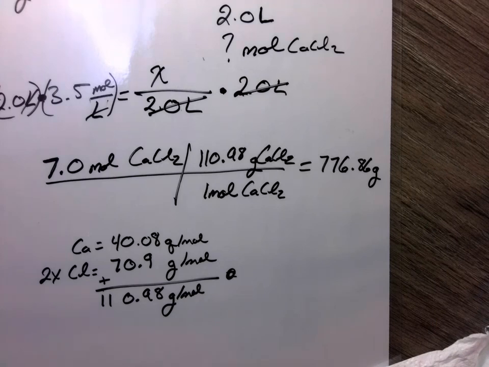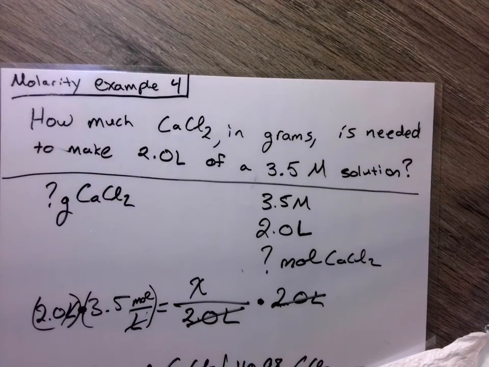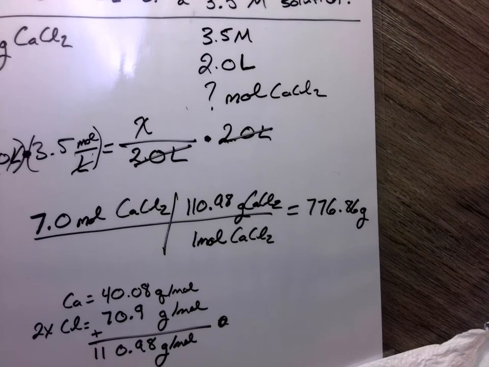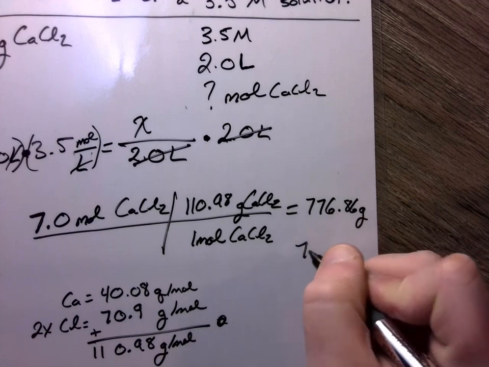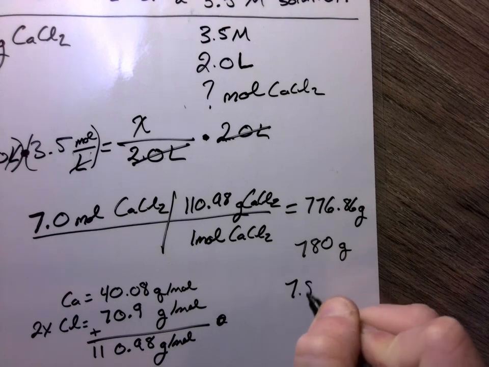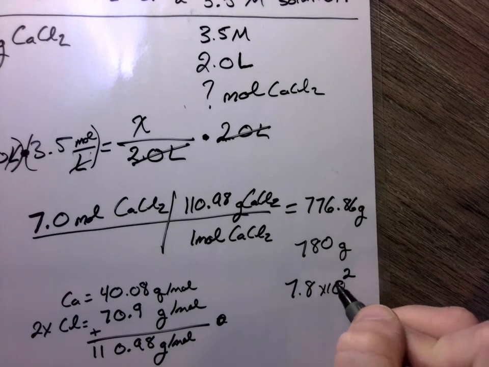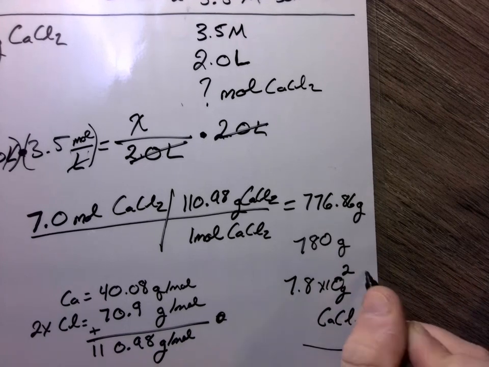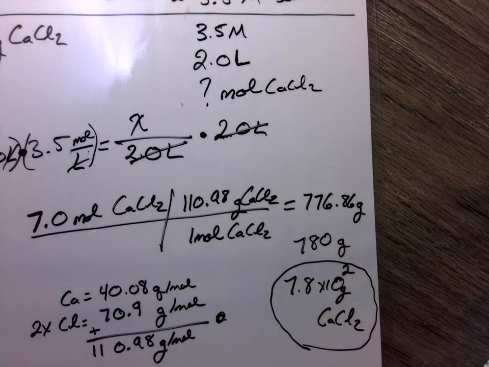But let's say that we're talking about significant figures. The smaller number of significant figures is what we're answering to in our problem. Both of those givens are 2 significant figures. So my answer will be to 2 significant figures, which means I'm going to have to round. So I can either write this as 780 grams, or I can write it as 7.8 times 10 to the second grams of CaCl2. And there we have it, your 4 examples.